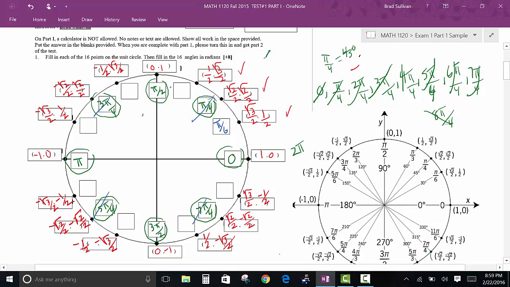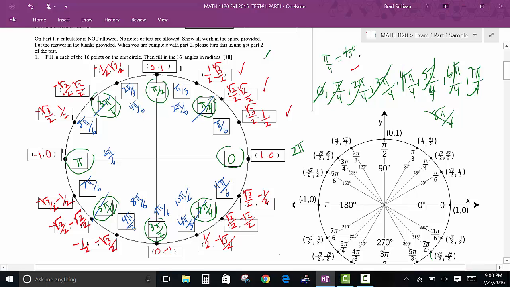Okay, so I'm going to go 1 pi over 6, 2 pi over 6, which is pi over 3, 3 pi over 6. This becomes 4 pi over 6, which reduces to 2 pi over 3, 5 pi over 6, 6 pi over 6, 7 pi over 6, 8 pi over 6, 9 pi over 6, 10 pi over 6, and 11 pi over 6, like that. Okay, so that's one way to do that. It's just count those things out.